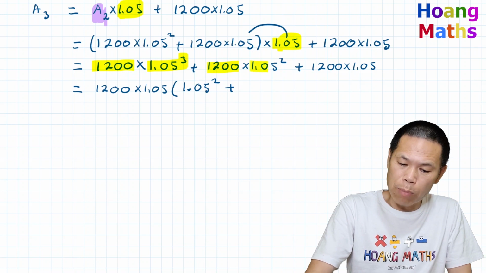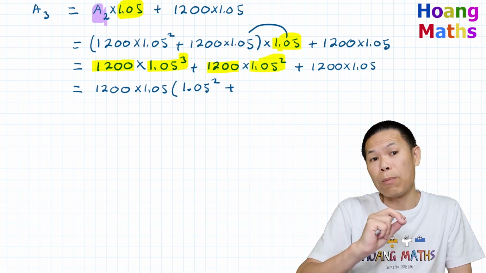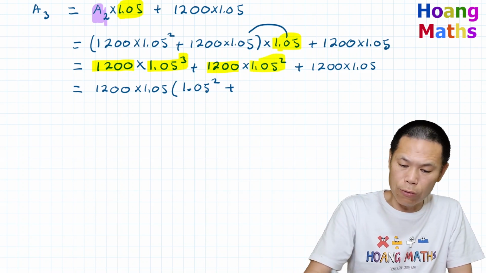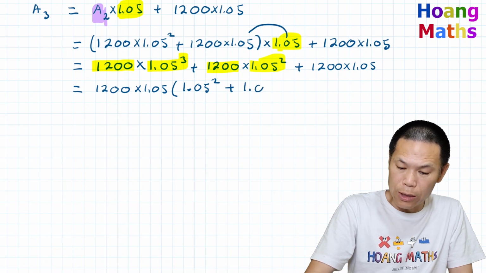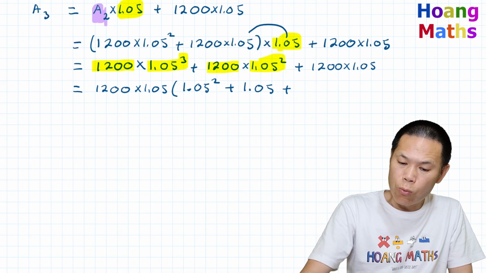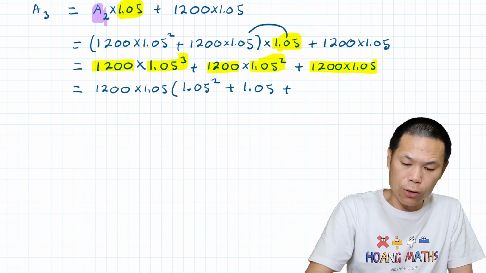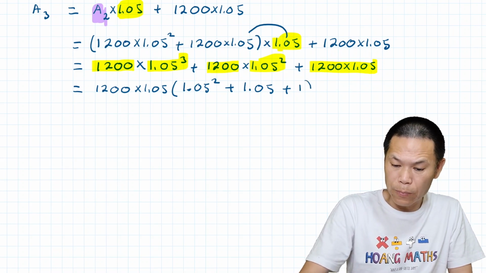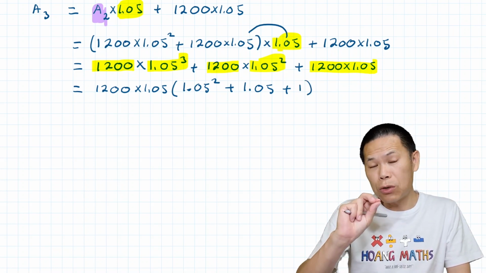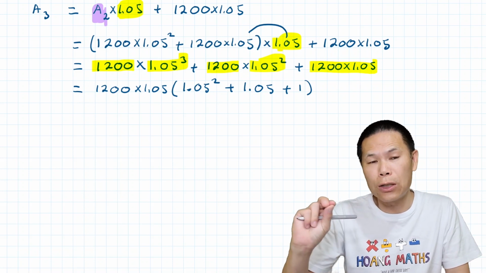And then we add, of course, this 1,200, I just removed it already by taking it out. And then this is power 2. So I took one of them out. So leave with 1.05. And we add, of course, 1,200 times 1.05. I took it outside the bracket. So we leave with 1. So there you go.